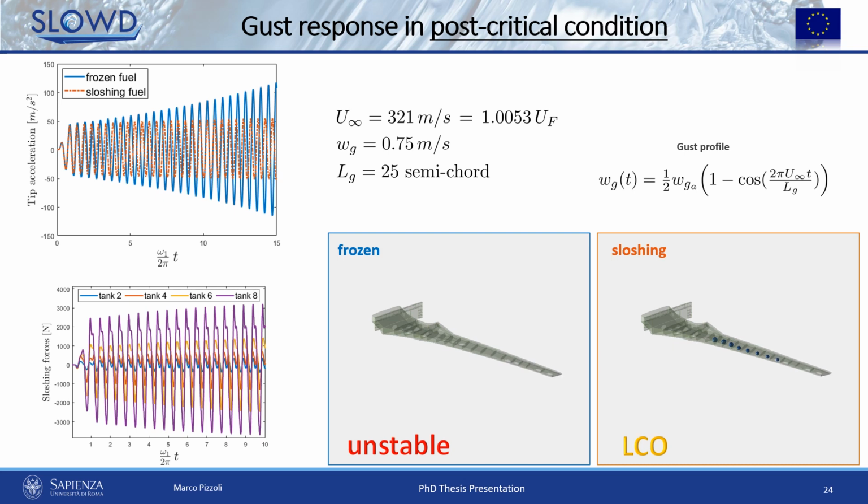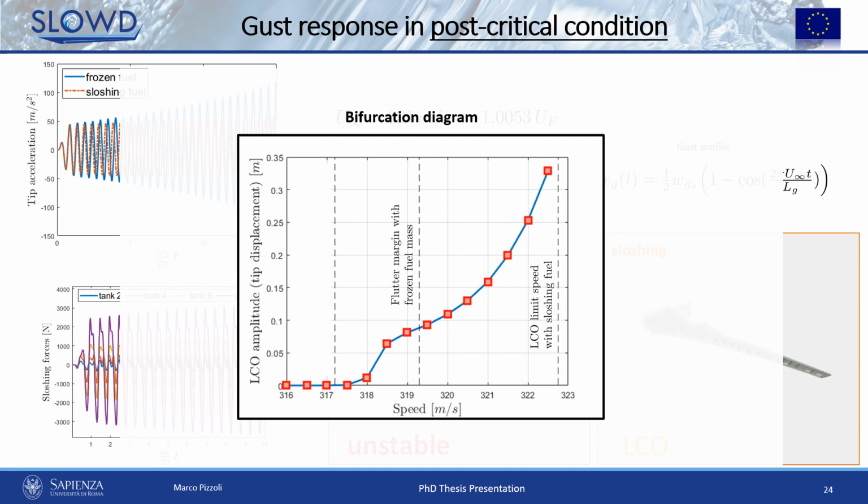into a certain range. And by repeating this analysis for different velocities, this bifurcation diagram was obtained, in which we see that the stability margin turns out to be backward from what we expected, so from the flutter velocity of the frozen case. In the next slides, we will see the cause of this phenomenon.